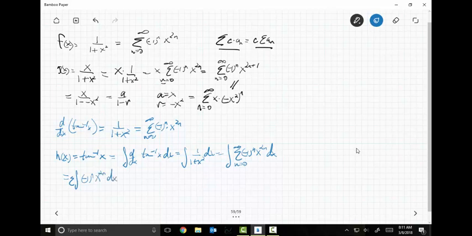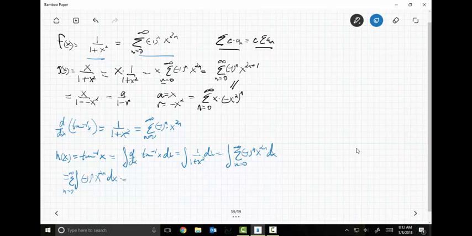Now, right now your mind may be a little bit blown, but just sit with it for a sec. If I know that this thing right here equals this thing right here, and I know that the antiderivative of this is the inverse tan, then the antiderivative of this is also equal to the inverse tan, right? So let's just do it.